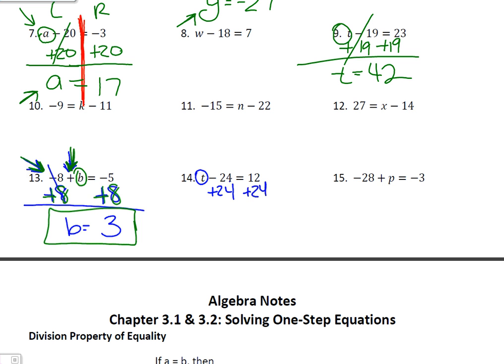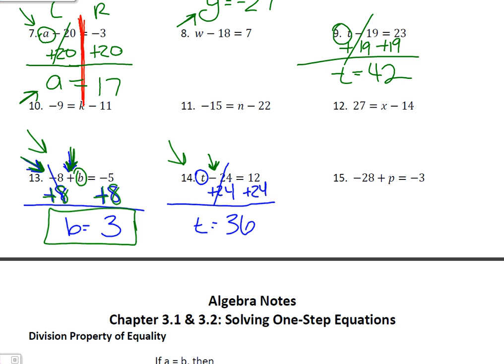Going back to problem 13 for a second, if I look at this, I can also look at minus 24 as negative 24. The opposite of negative 24 is positive 24, or plus 24. So it's the same idea that we've always been talking about. It just looks different in 13 than it does in 14. 14 is a little more straightforward. So T equals 24 plus 12 would be 36.